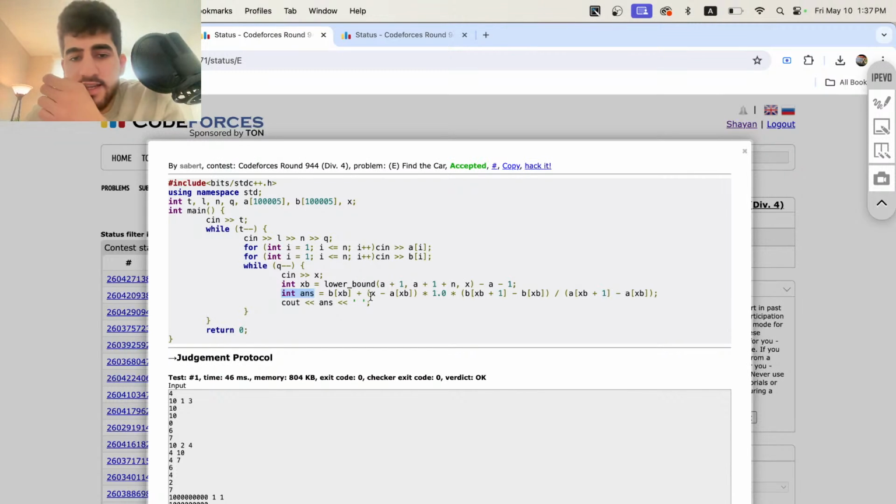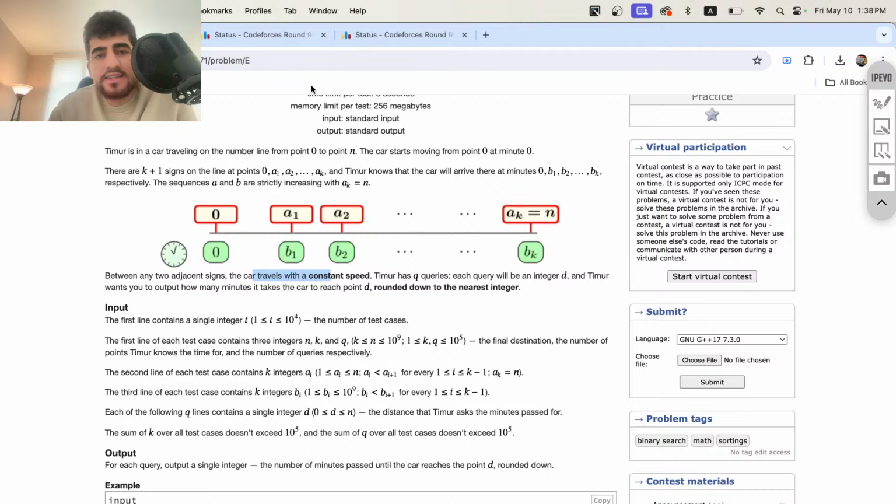But for now, we need to have doubles to calculate this, but first we have to calculate it precisely, and then we can get the final answer and round that final answer down. Okay, so we have x minus a of xb times 1.0 to make it double. In here we have the time that it took, in here we have the distance that we had.